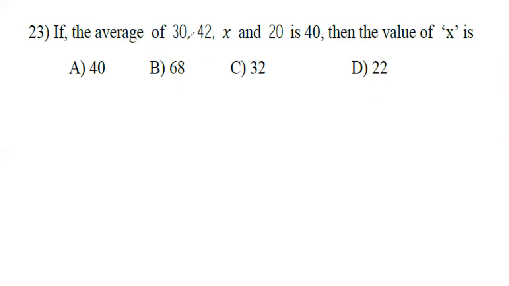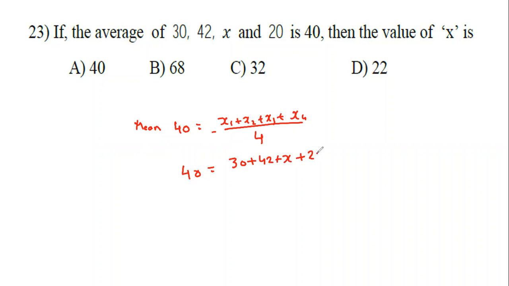If the average of 30, 42, x and 20 is 40, then the value of x is dash. So mean means average. The given mean is 40. Arithmetic mean is 40: x1 plus x2 plus x3 plus x4 divided by the number of subjects. The number of subjects is 4. So 40 is equal to 30 plus 42 plus x plus 20, divided by 4.